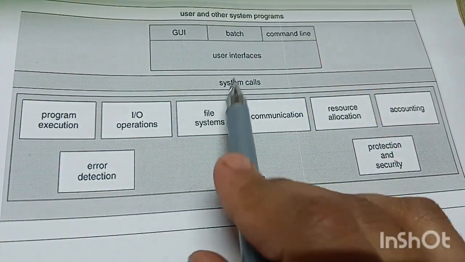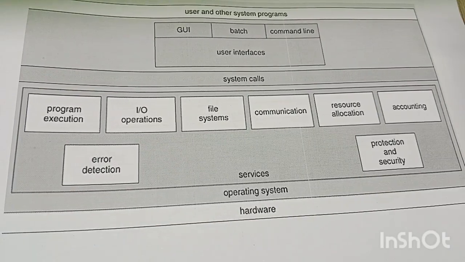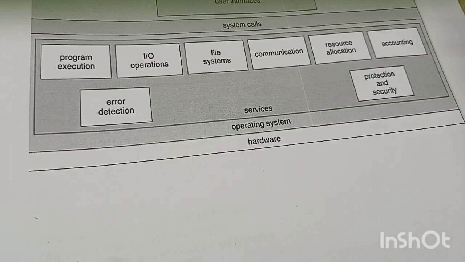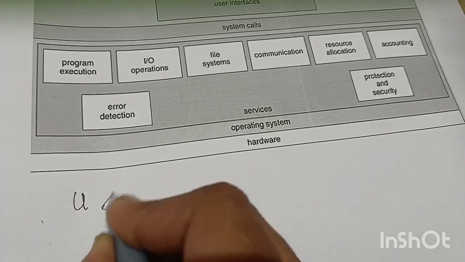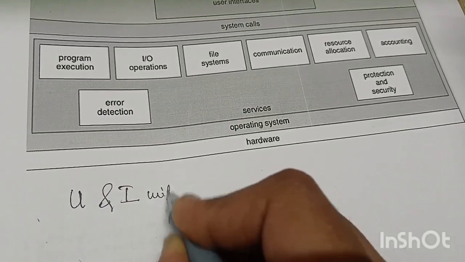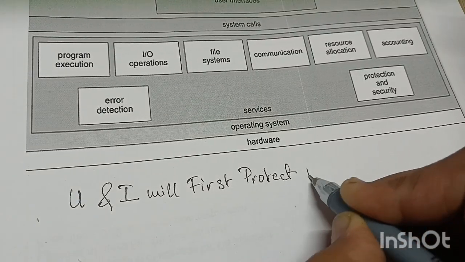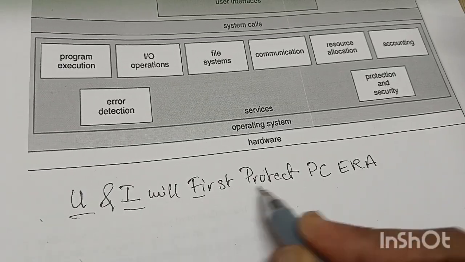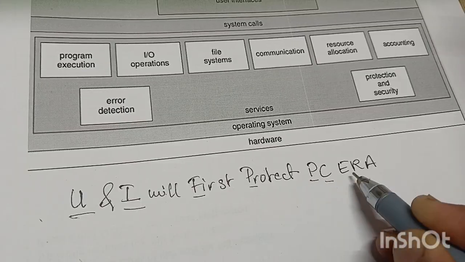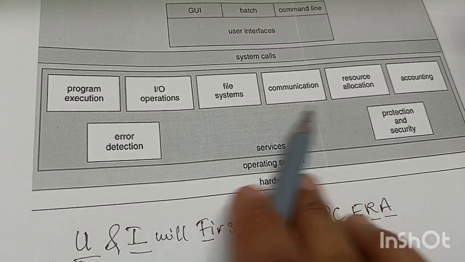To remember these services, there are totally 9 services. To remember, you can just have one of the sentences which I have already framed. It's just a sentence so that you can remember the initials of each service. It's like "You and I will first protect PC era." So UIFP PCERA. If you do this, you will remember these services.